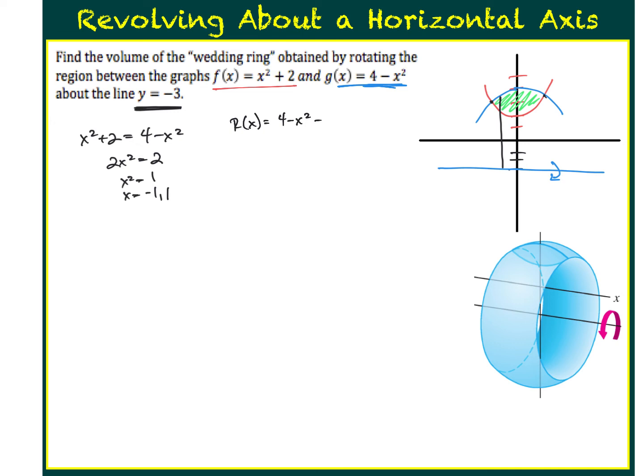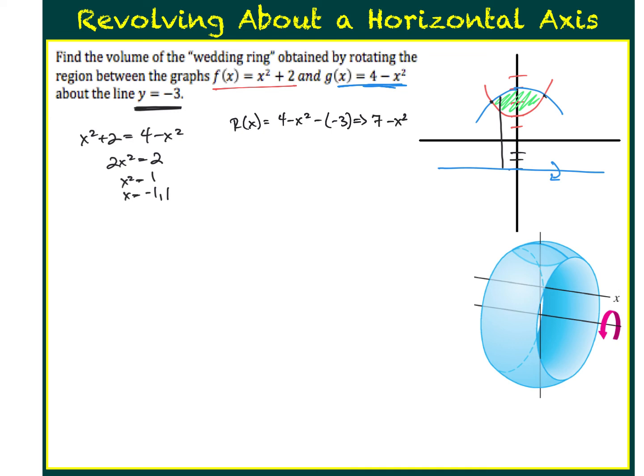Okay. My big radius is this black line. At my top is 4 minus x squared. I'm rotating about y equals -3, so the bottom would be what? -3. So I'd have 4 minus x squared minus -3. That would be the length of my big radius. You following me? If I'm subtracting a negative, I'm really adding. So my big radius would be 7 minus x squared.